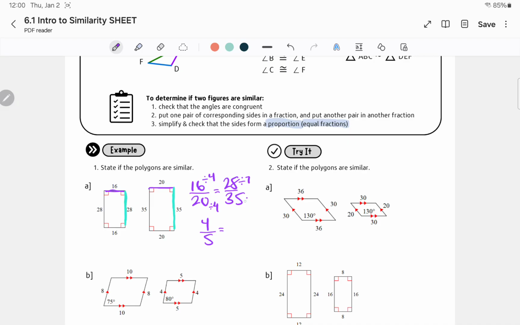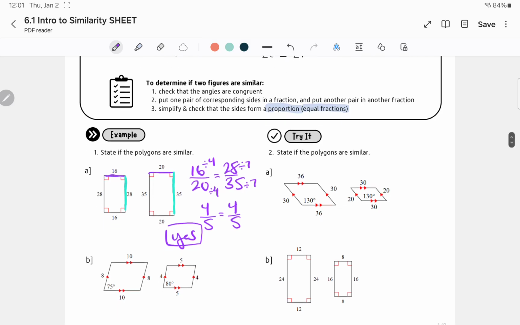If you're not sure what to divide by, just divide each one by 1, 2, 3, 4, 5, 6, 7, 8, 9. It's going to be one of those numbers. This one is 7. So 28 divided by 7 is 4, and 35 divided by 7 is 5. Again, if you need help with the divisibility rules, let me know, and maybe I'll print out something. But yeah, once you simplify it, there we go. Those are two equal fractions. So yes, these are similar polygons.